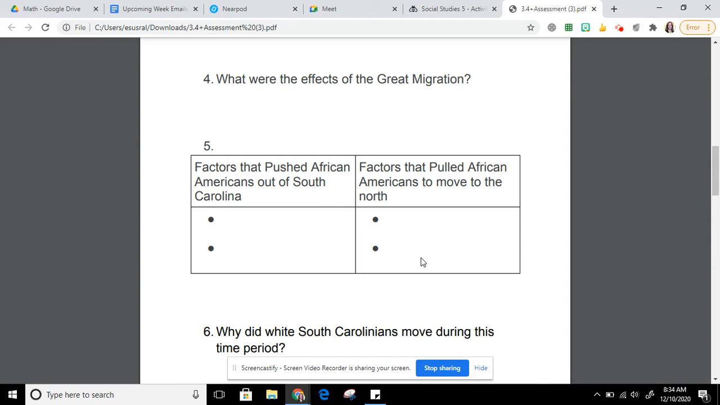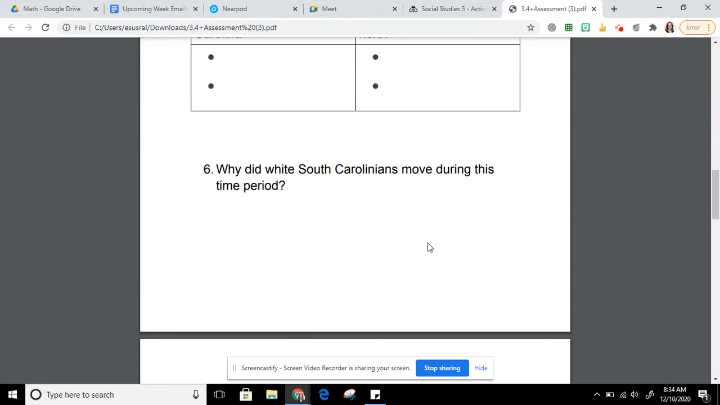Why did African Americans want to go to the North? What opportunities were they going to have if they moved to the North? So that's number 5. And number 6, why did white South Carolinians move during this time period?